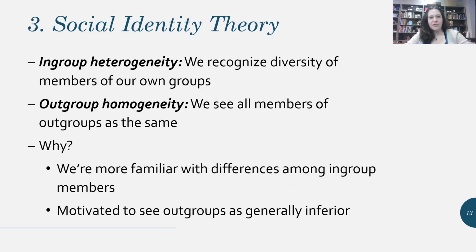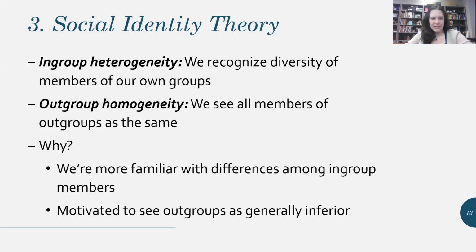Another part of social identity theory is what we call in-group heterogeneity and out-group homogeneity. So the idea is that you mostly hang out with people who are pretty similar to yourself. They're about the same age as you. They might have similar socioeconomic status as you. They might even be the same race or gender as you. We generally hang out with people who are similar to ourselves.